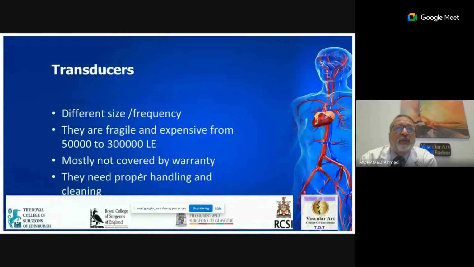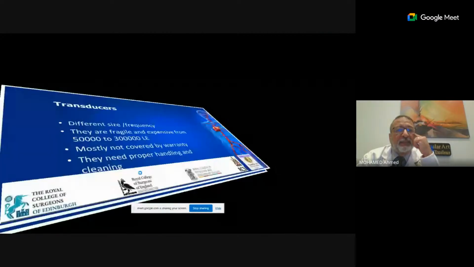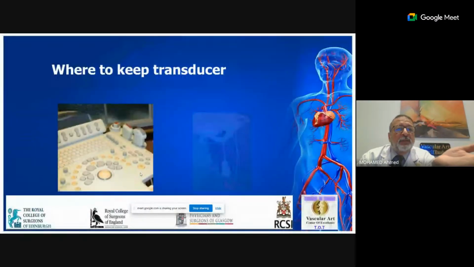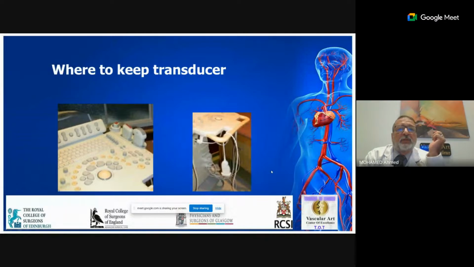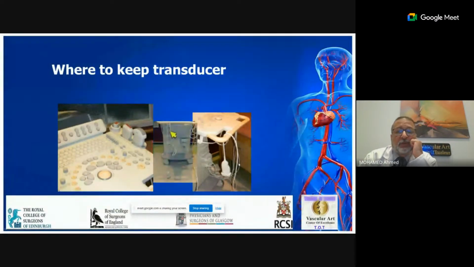So it's very important when you deal with a duplex machine to take care of the probe with proper handling. So this is a duplex machine. This is where you put the probe. Don't let the wires come dangling like this. I usually put it around my body. I will show you how.